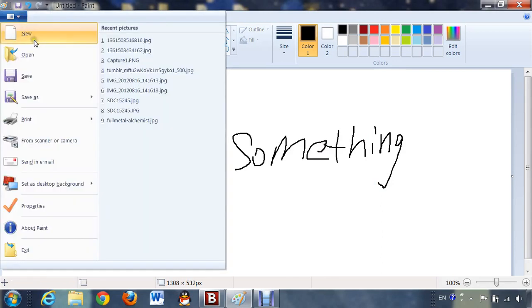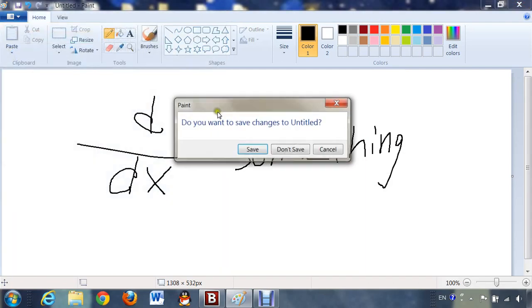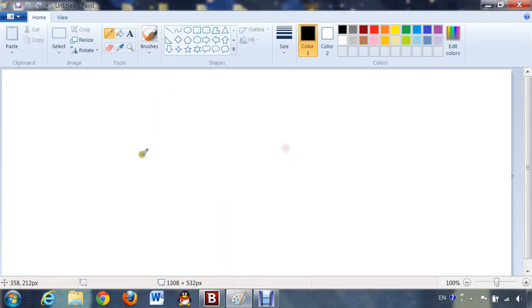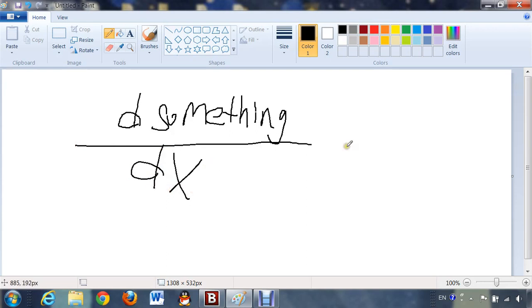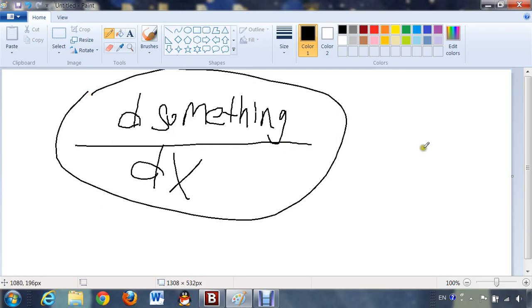The third way that a derivative can be written is similar to this, which is just d something. You just basically put that something on top of this line here and dx. So those are the three ways that a derivative can be written. If you see things like this, it means you're taking the derivative.